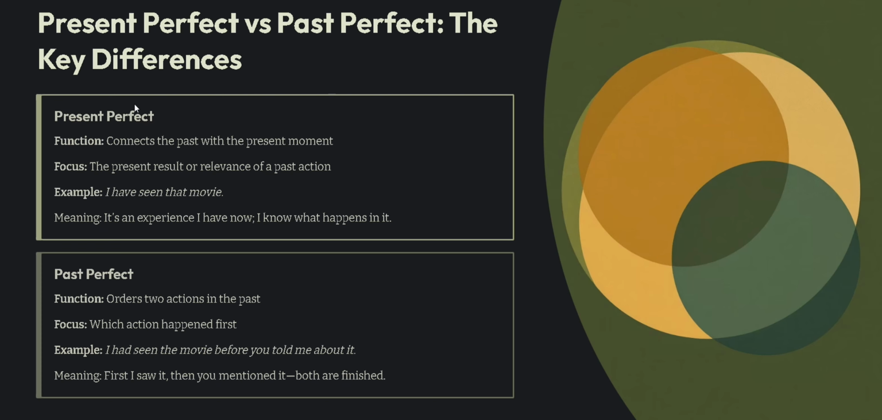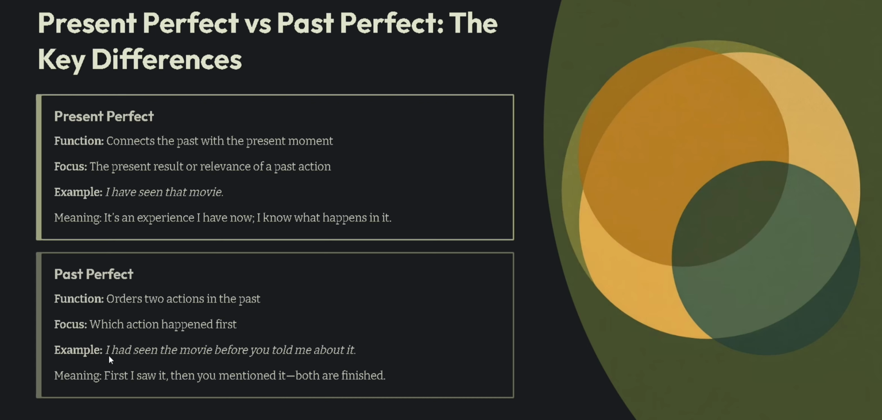So after you are saying that, you already know that you have seen the movie, so you already know how the movie is. Past perfect is when you are going to order two actions in the past. So you need to understand that if you want to talk in past perfect, you need to have first one sentence that happened before another in the past.